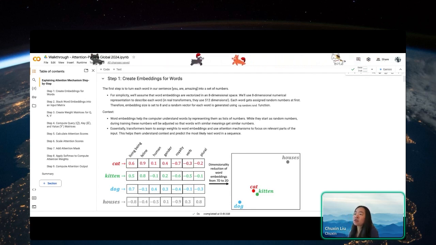So all these different numbers have a certain meaning for the word. In this example, we just use 8, but in the paper, they use 512 dimensions. So that is also how magical our words are. Our words have all these different meanings that represent them.